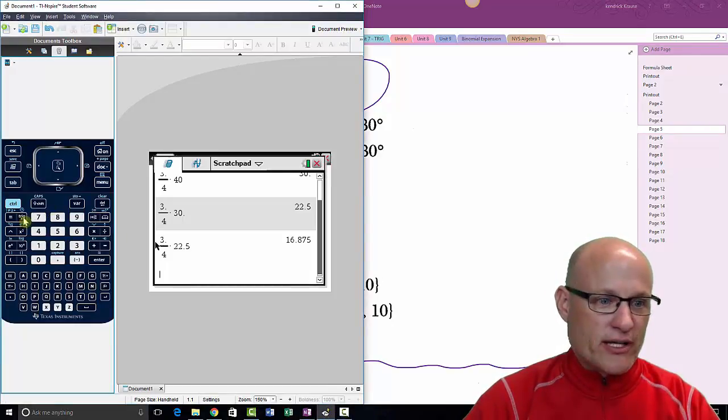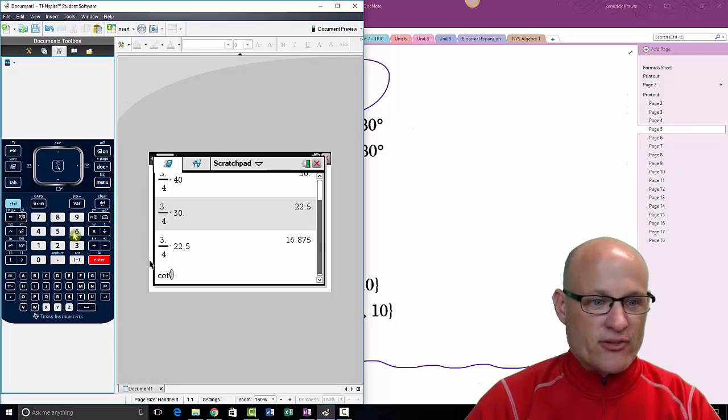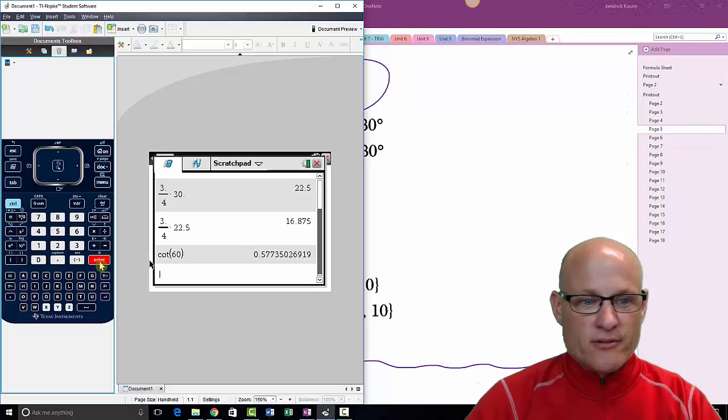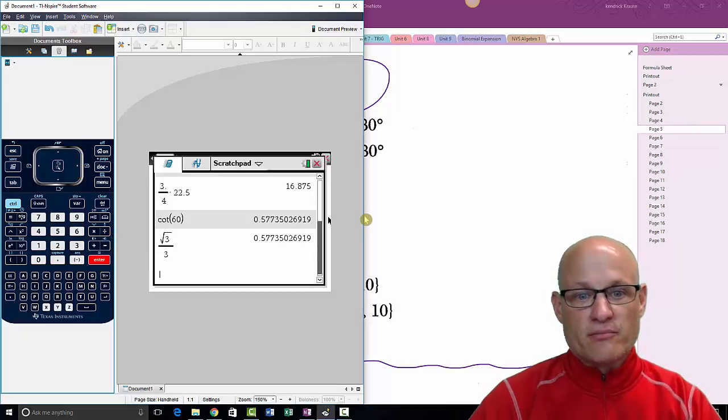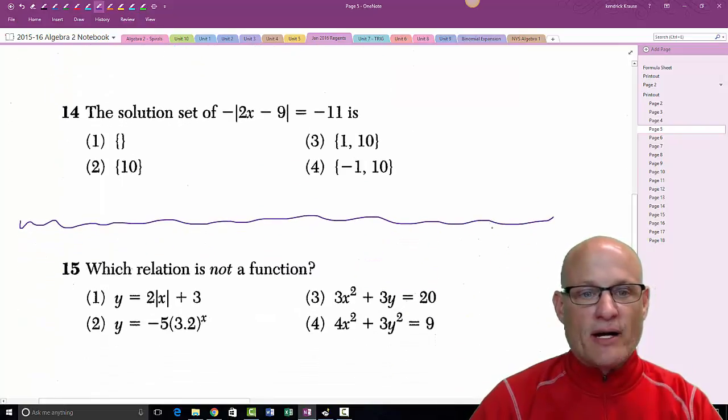I come over here and I say, okay, I want the cotangent. The cotangent of 60. Okay, well, is that right? The square root of 3 divided by 3. Oh, yeah, there it is. Done. Calculator. And finally, oh my goodness. More than likely, this is the answer.